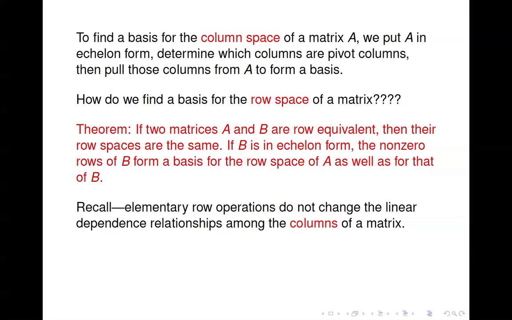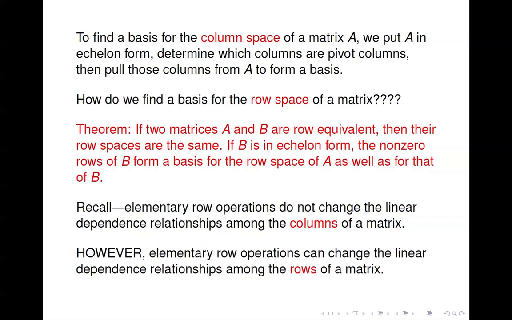Let's back up here. This is talking about the linear dependence relationships among the columns. Okay, so that means like if the second column of A is 10 times the first column, then when you do elementary row operations, that doesn't change. So elementary row operations do not change the linear dependence relationships among the columns of a matrix. However, they can change the linear dependence relationships among the rows of a matrix.